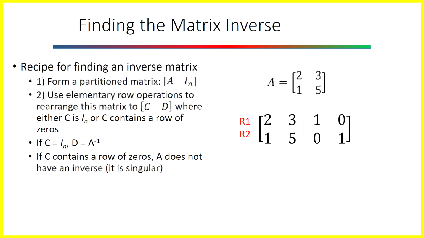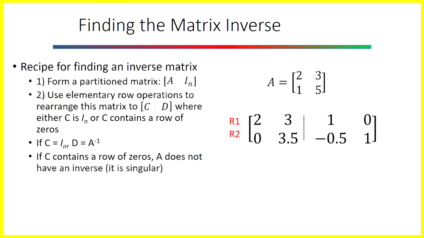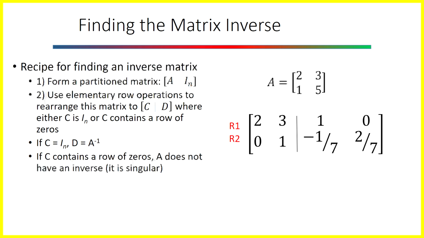First, we will subtract 0.5 times row 1 from row 2. This gives us 0 in our first element, 3.5 in the second element, negative 0.5 in the third element, and still 1 in the fourth element. Now we can just divide the entire second row by 3.5. This gives us 0, 1, negative 1/7, and 2/7.